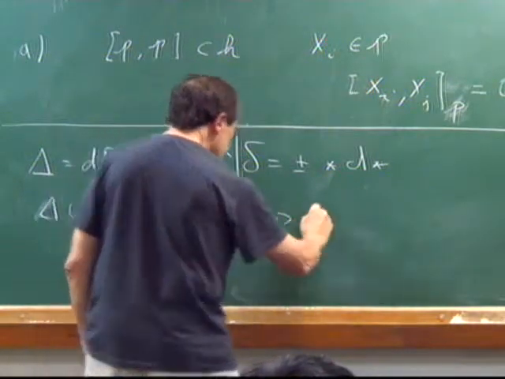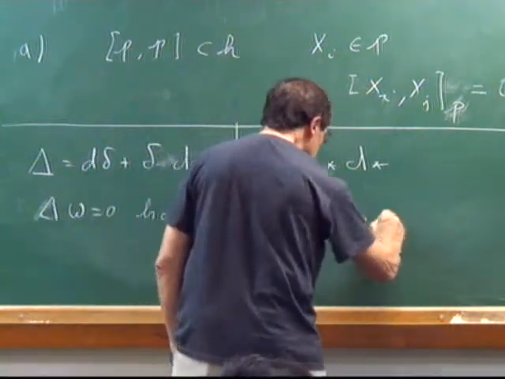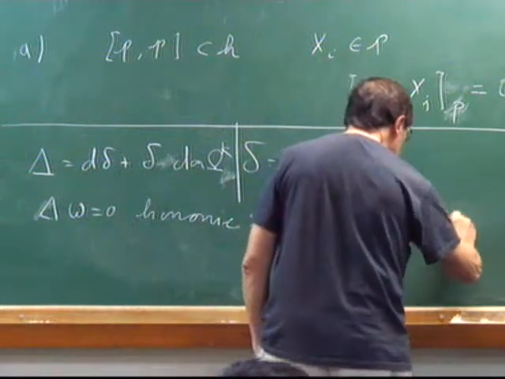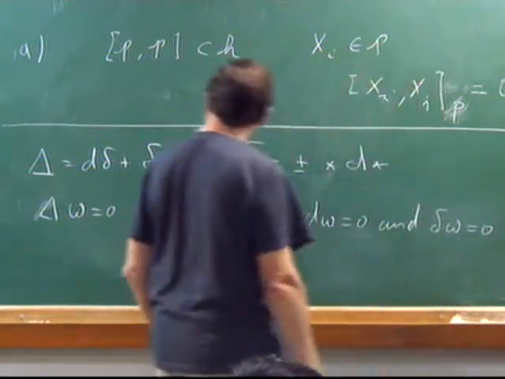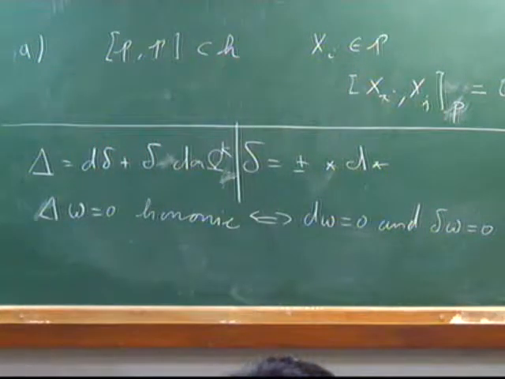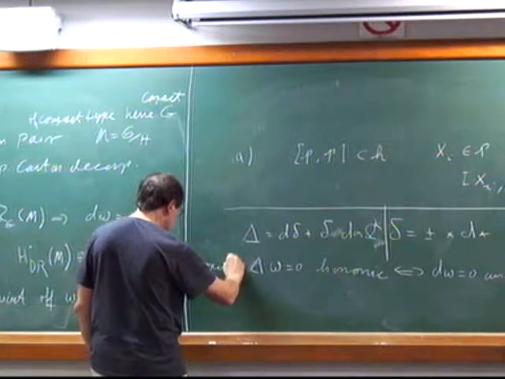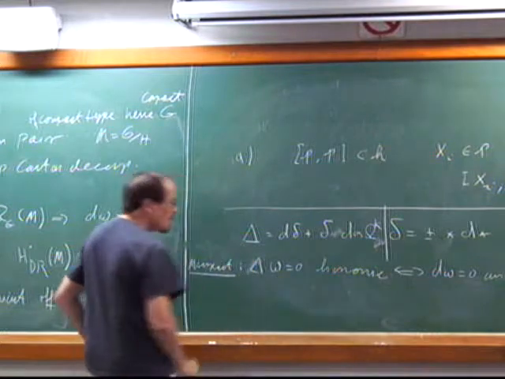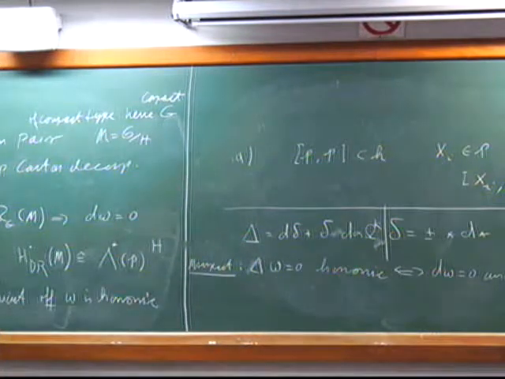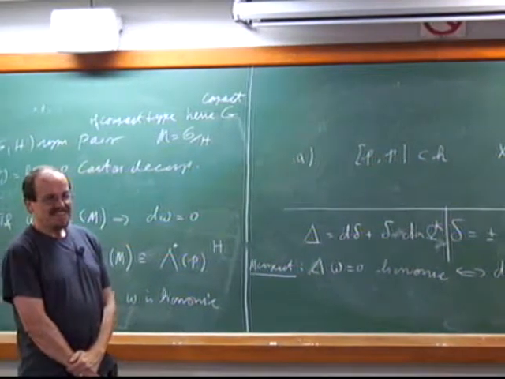That's if and only if d omega is 0 and delta omega is 0. I think here I should assume M compact. So harmonic forms are precisely those that are closed and co-closed. Have you seen this kind of stuff before? Kind of.